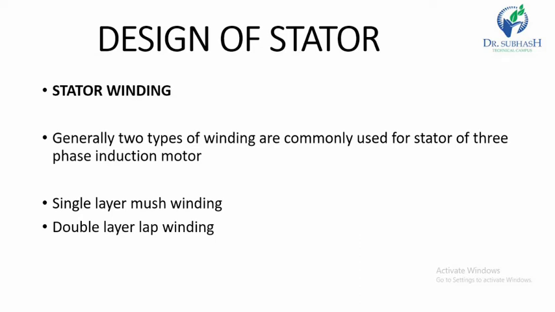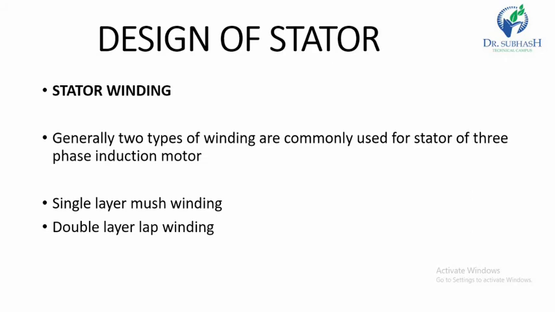Generally, a stator winding is mainly of two types: a single layer Mush winding and a double layer lap winding. A single layer Mush winding is generally used for a small motor, and the slot used in this type of motor is small, and this single layer winding is placed in the slot, and the slot is a semi-enclosed type slot.